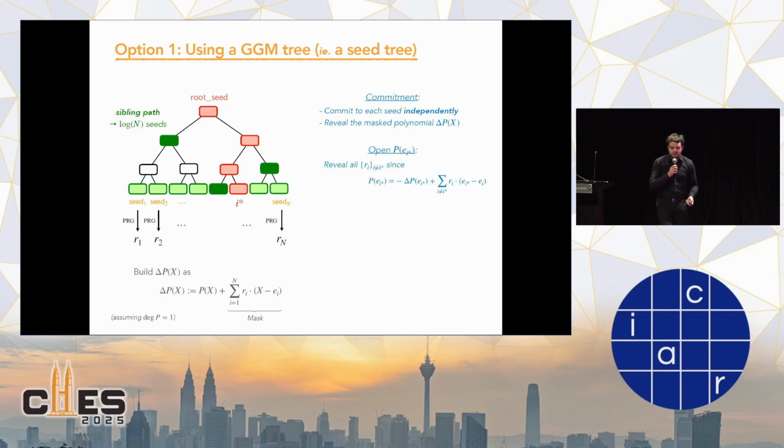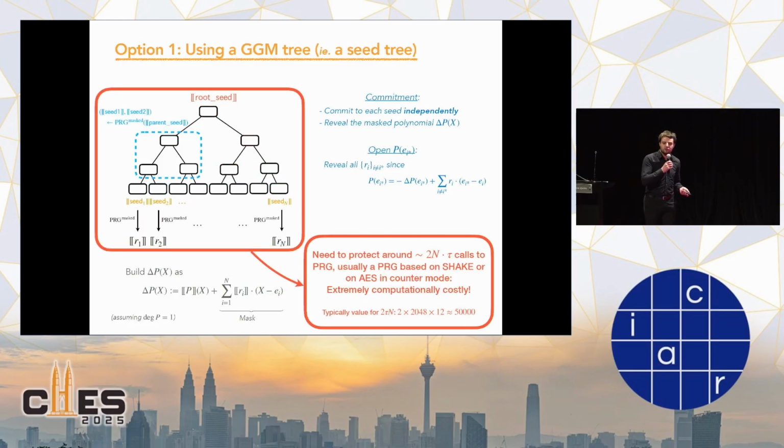Then, to open the commitment, the idea is that we want to reveal all the seeds except one. So in fact, we will reveal the sibling path of the red path. If, for example, this seed leaks for some reason, the attacker will be able to recompute all the seeds, and using this formula, reconstruct P. So each seed in the seed tree is very sensitive. If it leaks, we fail in the protection.